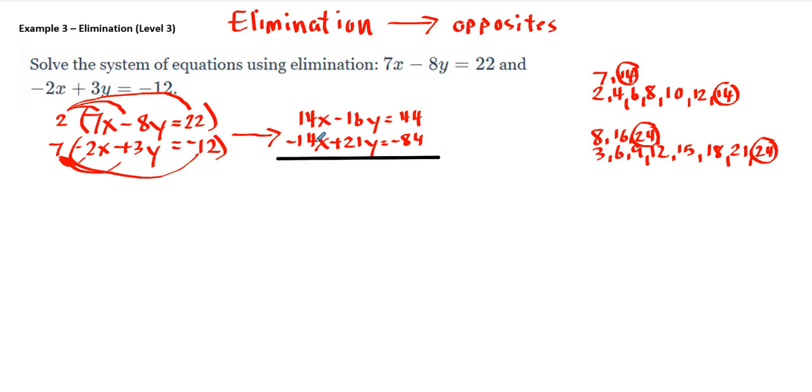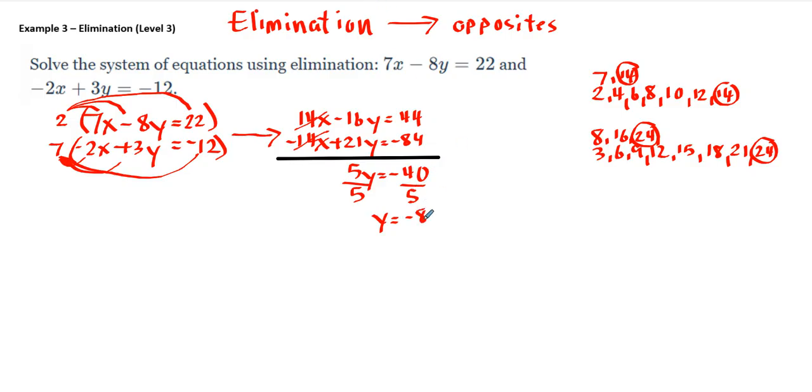Notice that we have 14x and negative 14x, and we'll start simplifying by canceling those out. Negative 16y and 21y will result in 5y. 44 minus 84 results in negative 40, and then we'll divide by 5 on each side. So y is equal to negative 8.